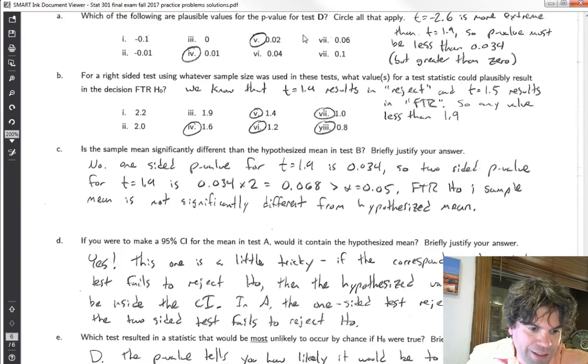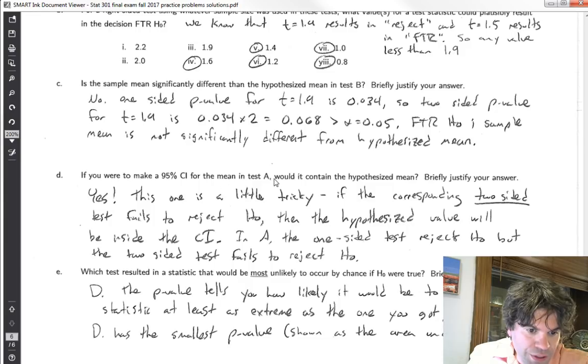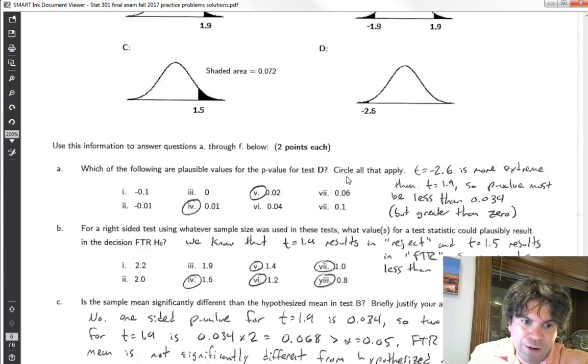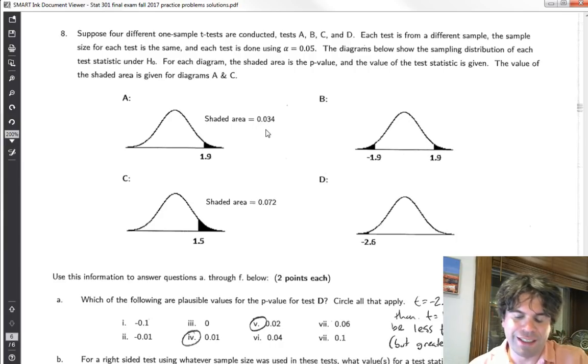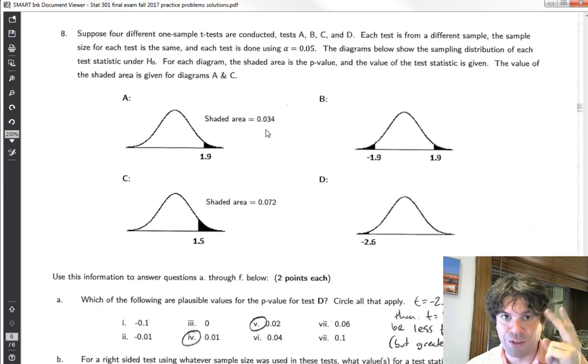And so it says, would the confidence interval contain the hypothesized mean? Oh, well, I rejected the null, so no. Well, here's where the trick comes in. When we relate confidence intervals to p-values, a 95% confidence interval corresponds to a two-sided hypothesis test. So if I get a p-value less than 0.05 from a two-sided hypothesis test, then the hypothesized value is not going to be in the confidence interval.